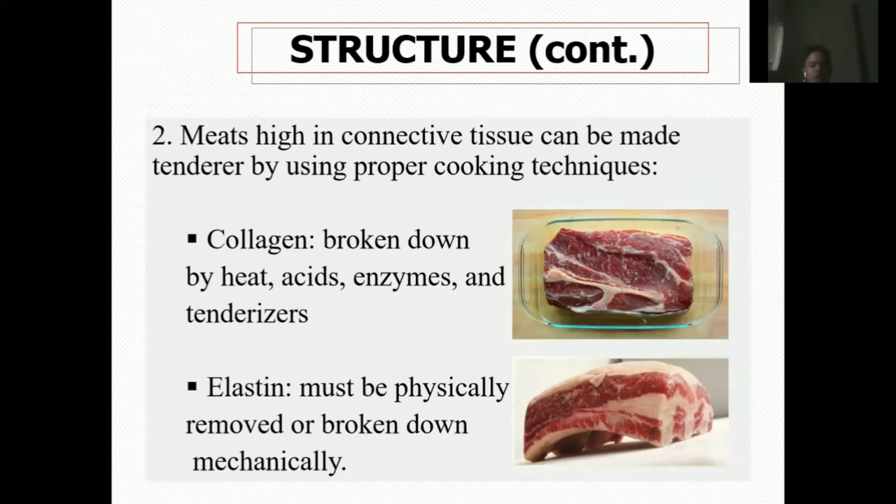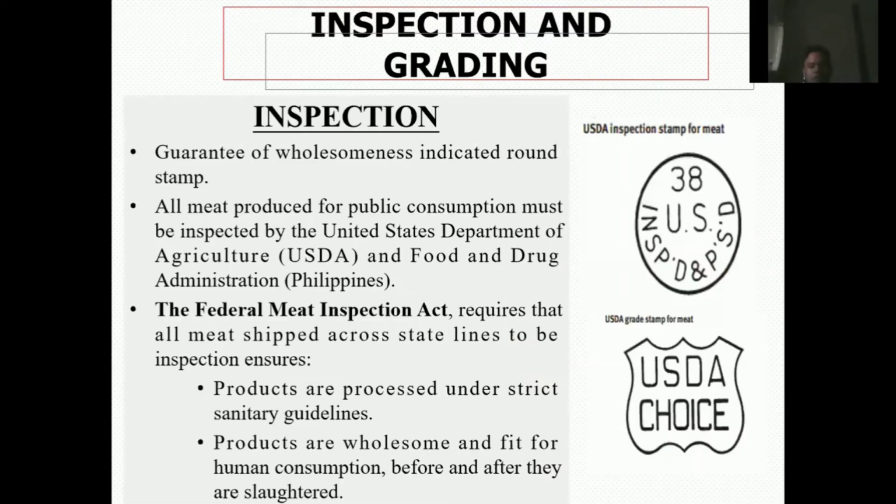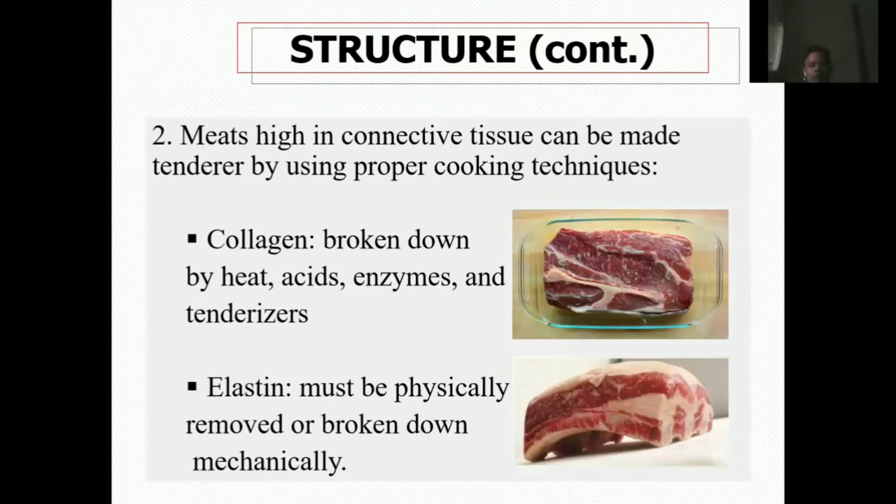The next is elastin. Elastin must be physically removed or broken down mechanically. It cannot be softened by heat and is usually cut away before cooking. To tenderize the meat, it must be pounded, cut, or ground.